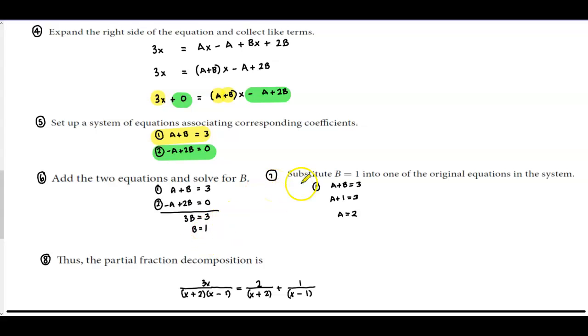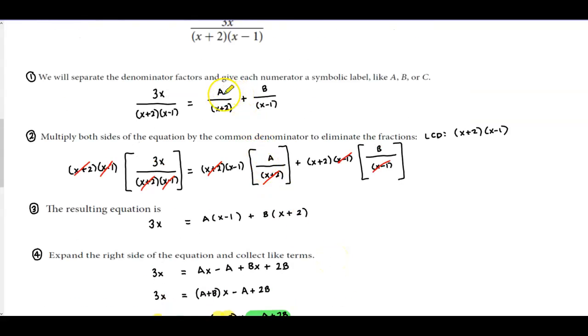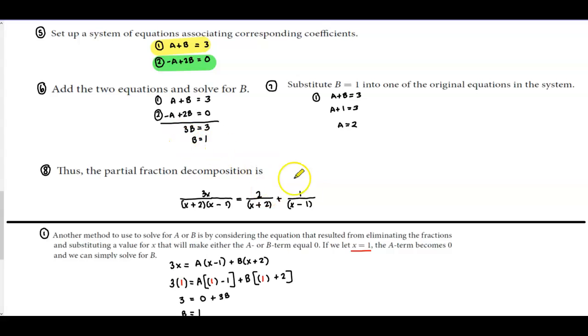Step 7, we're now going to substitute B equal to 1 into one of the original equations in the system, so we can substitute it back into equation number 1. We get A plus 1 equals 3. Subtract 1 from both sides, and we get A equal to 2. Now we're going to plug A and B into the decomposition. And so 3x over x plus 2 times x minus 1 is going to equal 2 over x plus 2 plus 1 over x minus 1. Recall that A was the first numerator and B was the second numerator. What we got for A was 2, and what we got for B was 1.